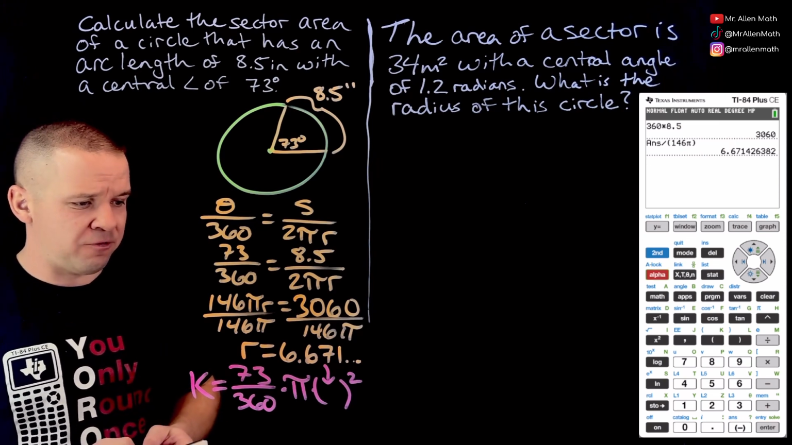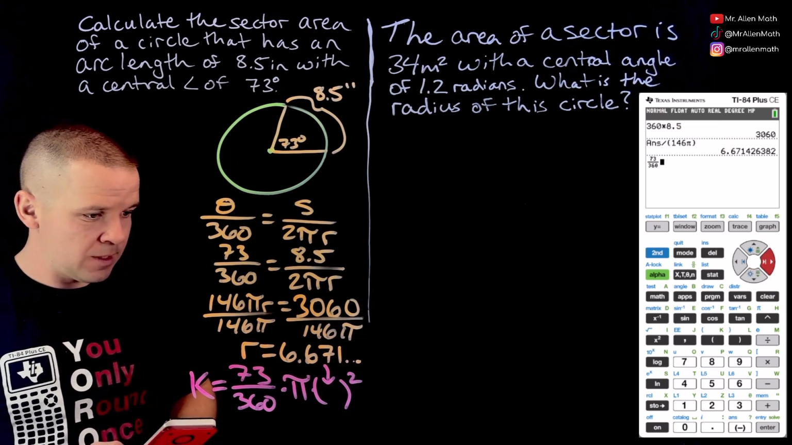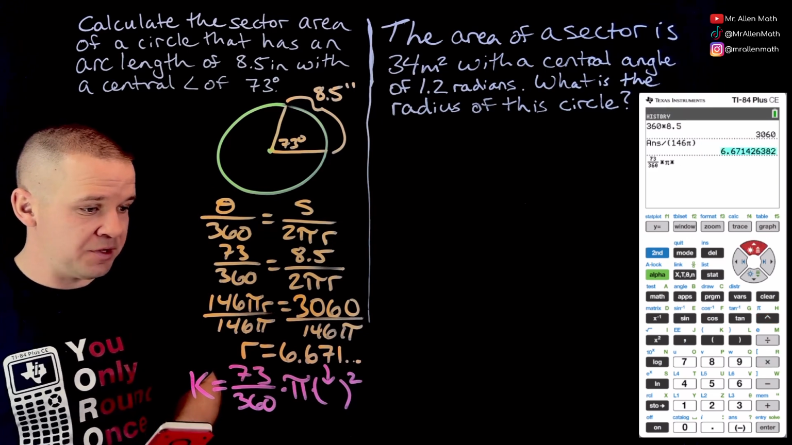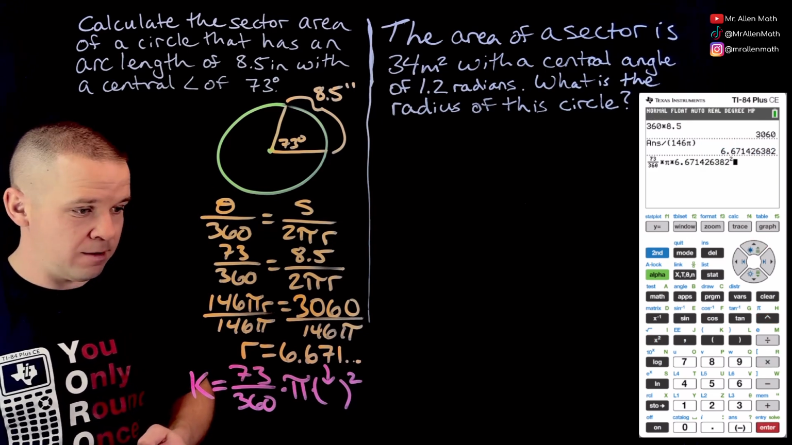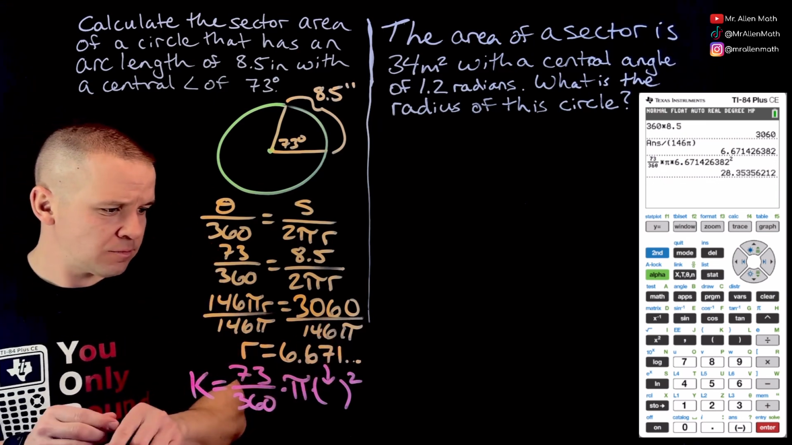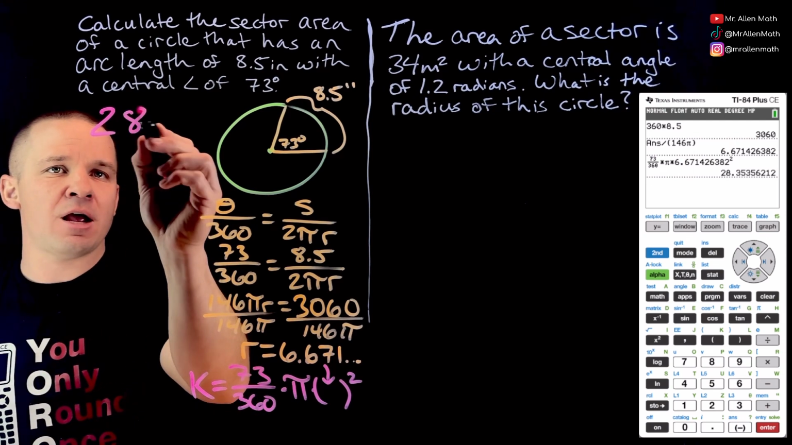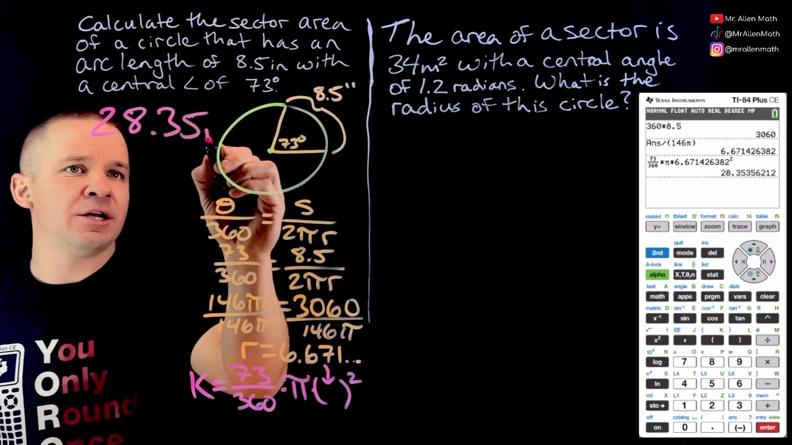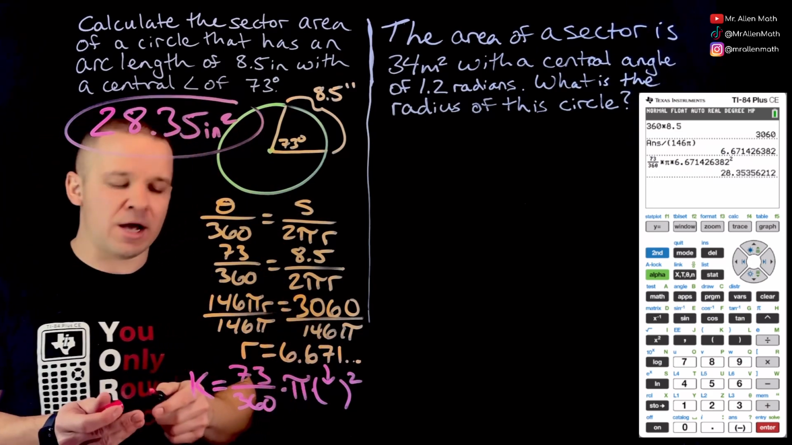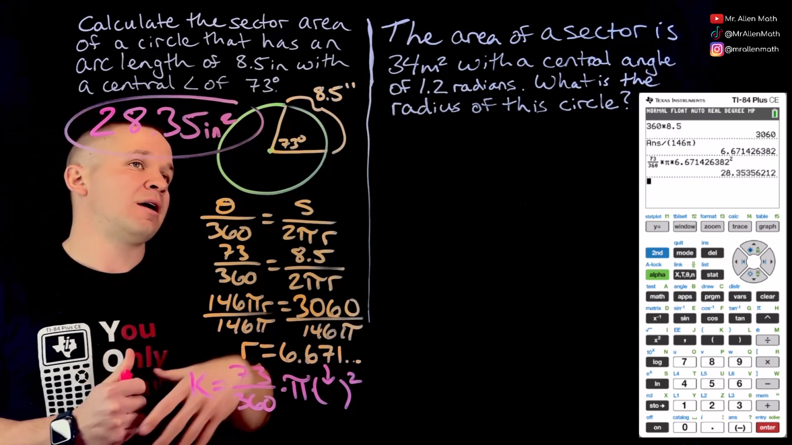So I'm just going to do a little fraction here because it'll look nice and pretty that way. 73 over 360 times pi times this guy. I arrowed up, squared, enter, boom. Got our answer. We are looking at 28.353. So 28.35 inches squared for my sector area of this bad boy right here. Woo! That was a doozy, man. That was a doozy. All right.